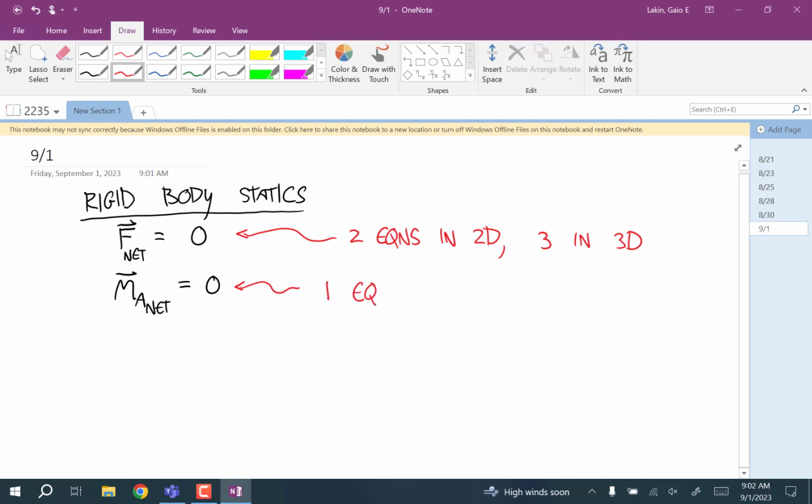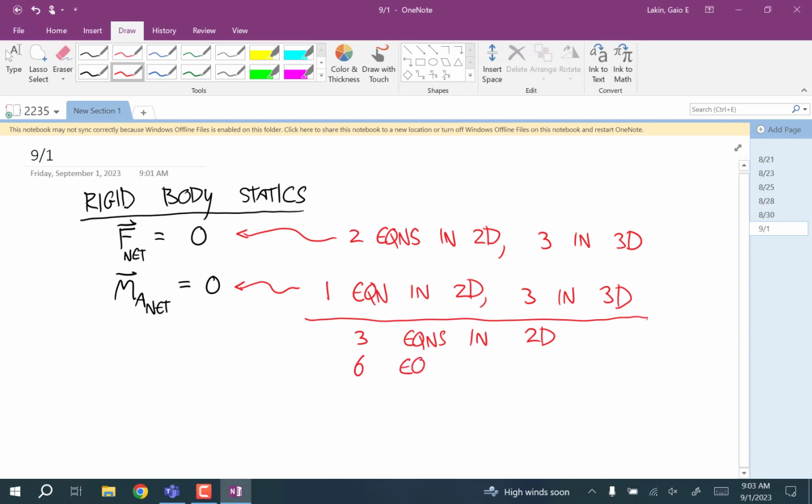That's one equation in 2D because there's only one axis of rotation in a plane, you know. And 3 in 3D. And that comes out to 3 total equations in 2D and 6 total equations in 3D. Okay, so that's going to be how we do statics for the rest of this class.